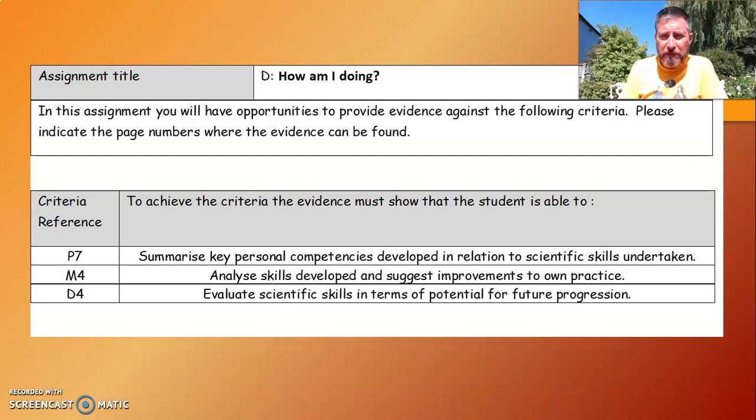So what do you need to be able to do for this assignment? One, you need to be able to summarise your key personal competencies developed in relation to scientific skills undertaken. Two, you need to be able to analyse the skills developed and suggest improvements to your own practice. And three, you need to evaluate your scientific skills in terms of potential for future progression. So that's the task.